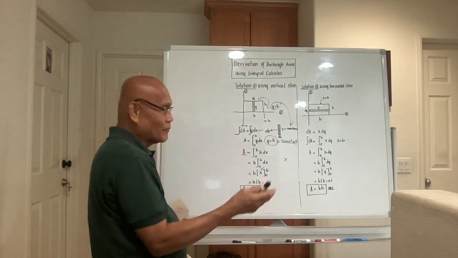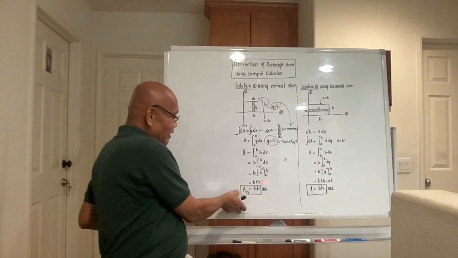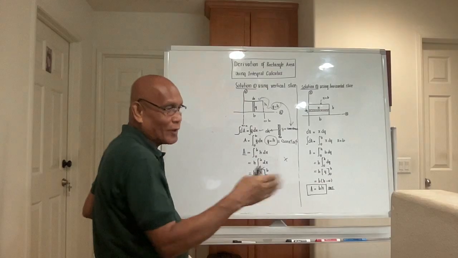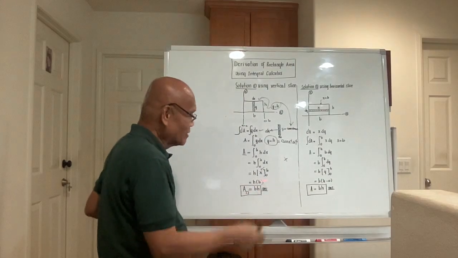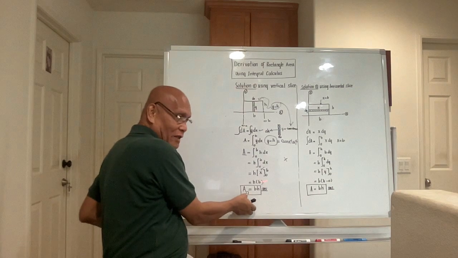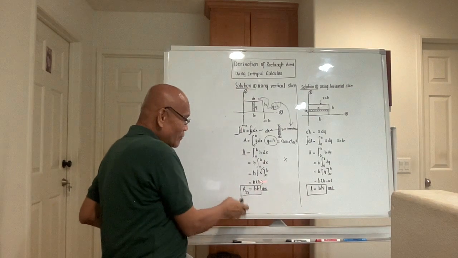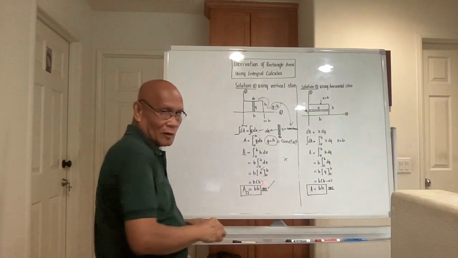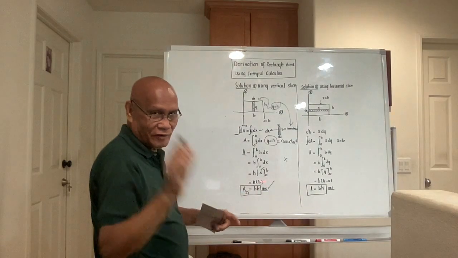So in general, from my designation, the area of a rectangle, for as long as we are living in this world, this will not change. The product of the base times height represents the area of a rectangle. That's solution number one. That will be answer number one. That's integral calculus.